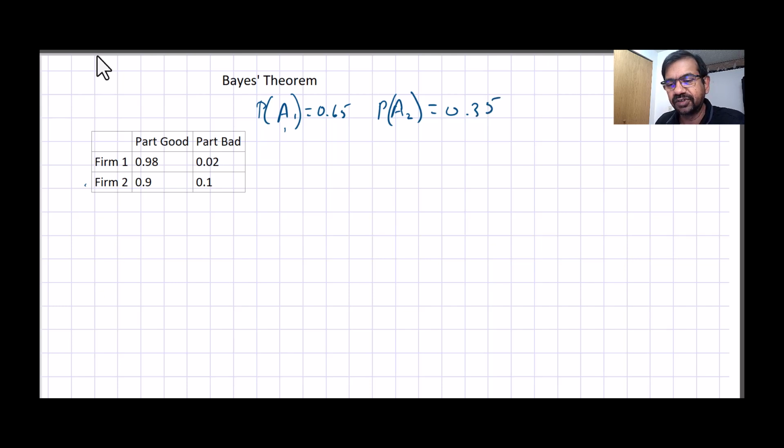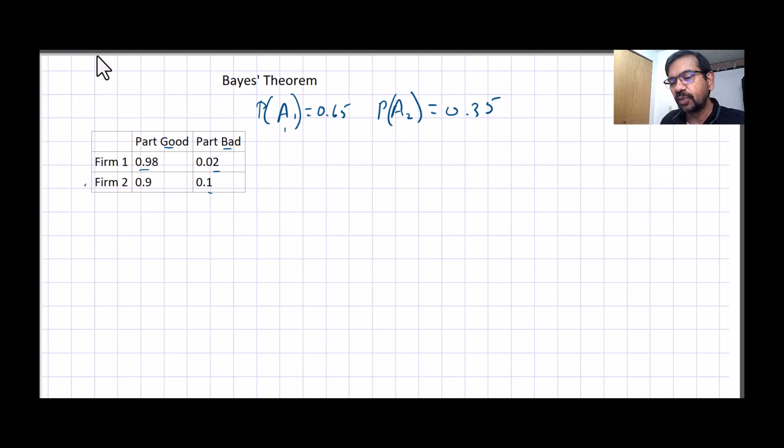From each of these, we can have two events. One event is that the part is good, and the second event is that the part is bad. So the first cell here gives us the probability that we have got a part from firm 1, and that part is good. It's 0.98. Similarly, 0.02 is the probability that we got the part from firm 1 when the part is bad. And then 0.9, the probability that we got a part from firm 2 and the part is good, and 0.1, the probability that we got the part from firm 2 and the part is bad.